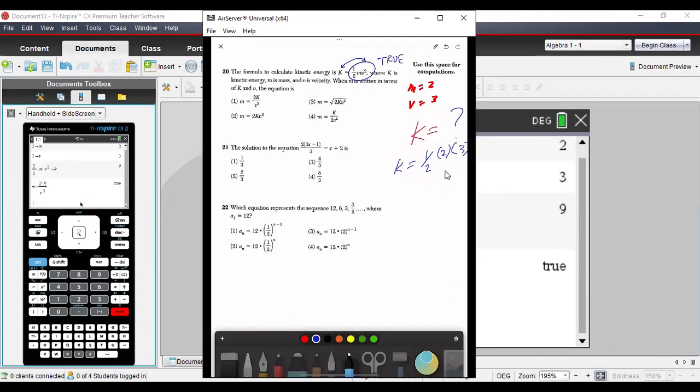Now, you should be able to do it algebraically, but you should also be able to check it using a calculator, which is basically what I'm doing here.